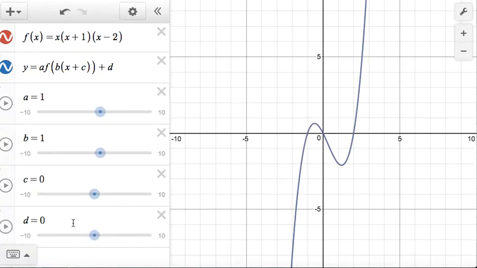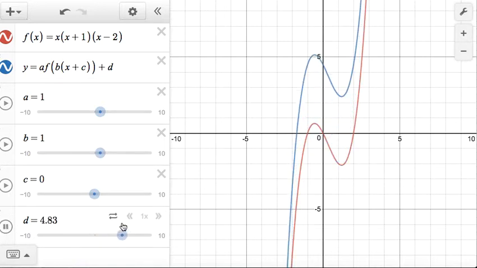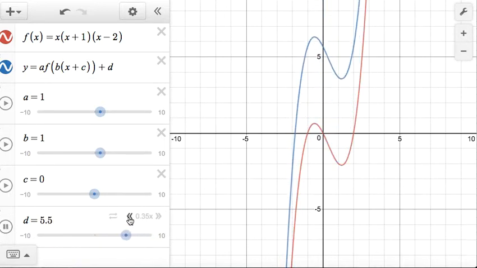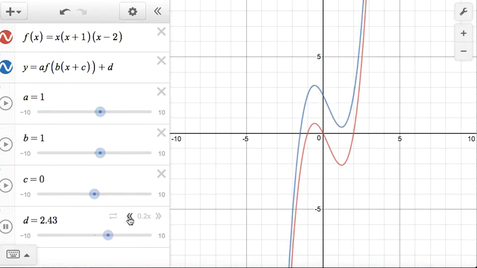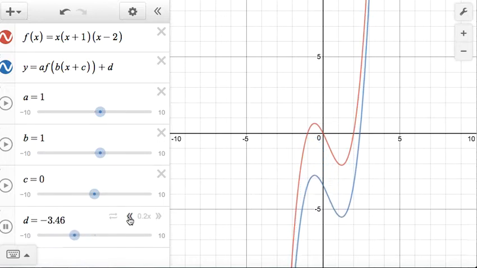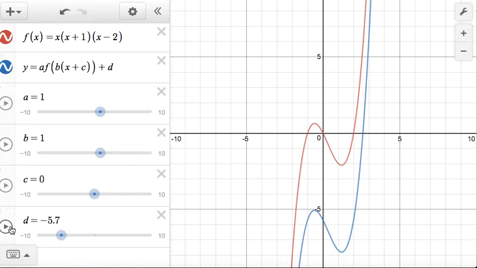I'm just going to go ahead and animate it and slow it down a little bit. So we can see that slider is going to move the function up and down. And if we were to stop it somewhere, there it stopped at negative 5.7. And we can see that we've moved down. We crossed the y-axis at 0 on the original function, and now we're crossing it at what appears to be negative 5.7. And if I put a point on that, I verify it is indeed (0, negative 5.7).